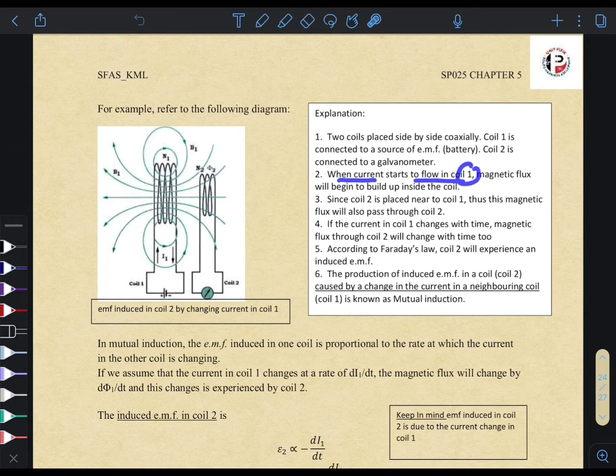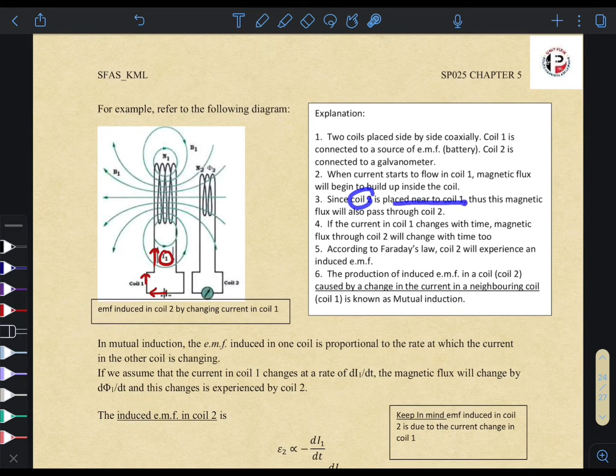When the current starts to flow in coil 1, so kita akan ada current daripada positive here. It's going to go here. Okay, it goes up, I1. Magnetic flux will begin to build up inside the coil. So kita akan mula ada magnetic flux dekat sini, because when you have current, you are going to produce B, akan ada B, and then kita akan ada magnetic flux.